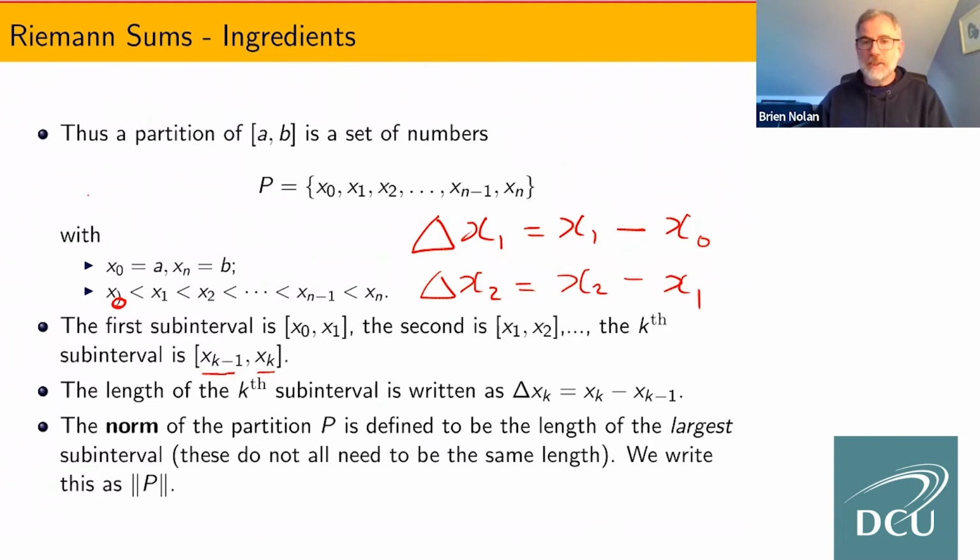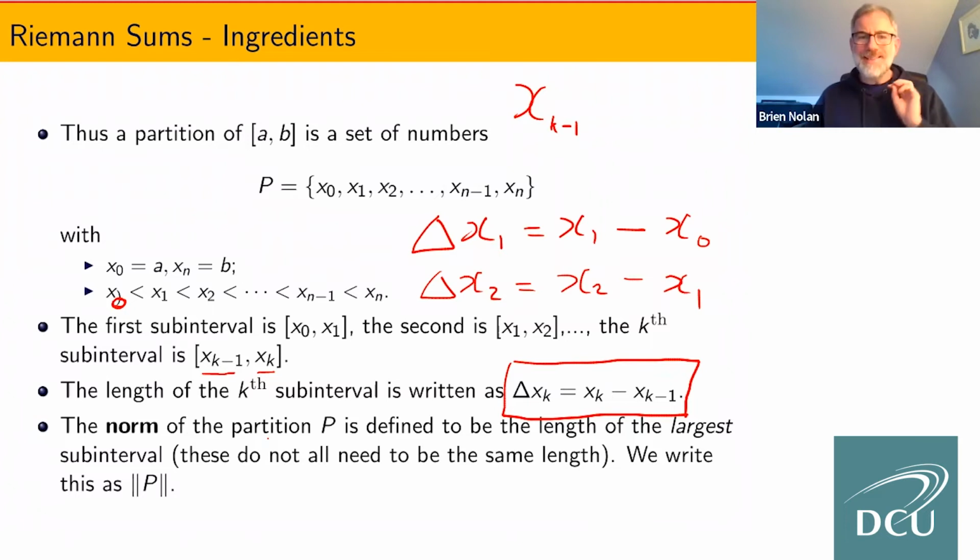The length of the general, the kth subinterval, as you can see written down there, is delta xk, and that will be the right-hand value xk, take away the left-hand value x subscript k minus 1. Just want to be careful there. That's a subscript k minus 1. It's not the number xk with 1 subtracted from it.